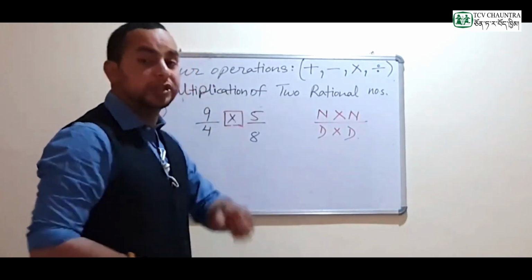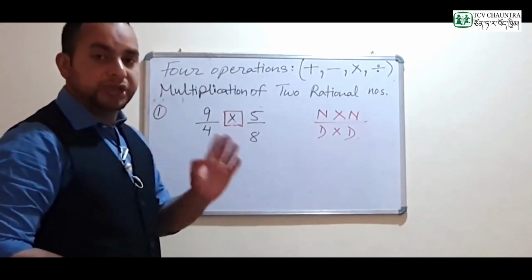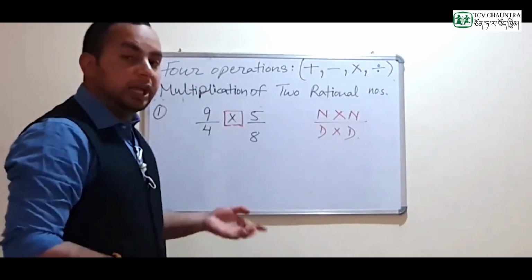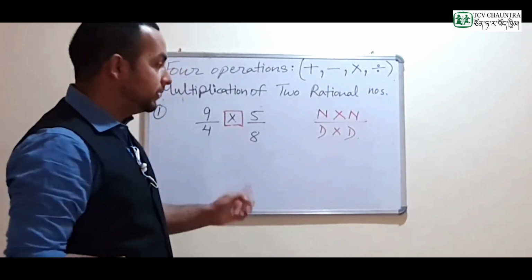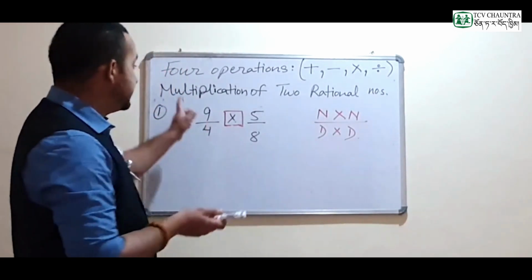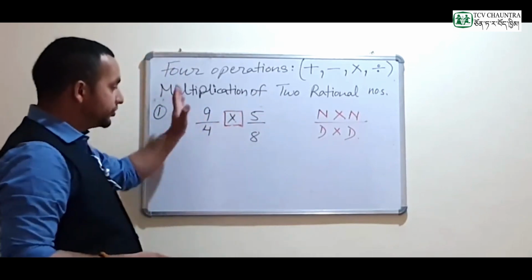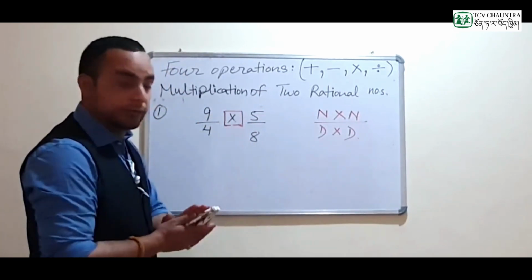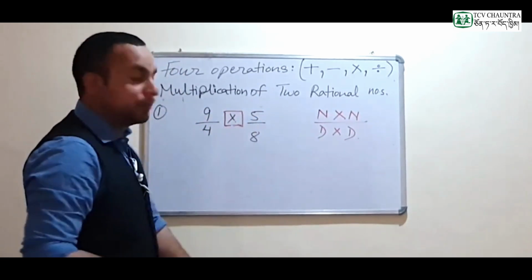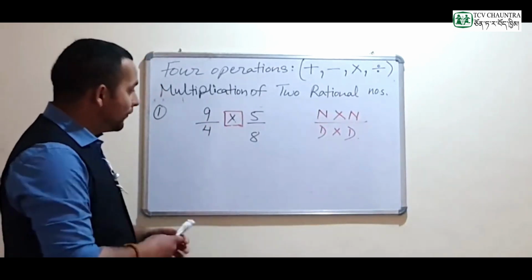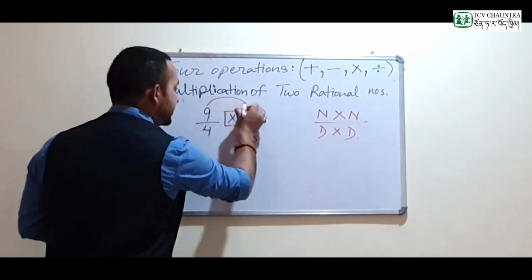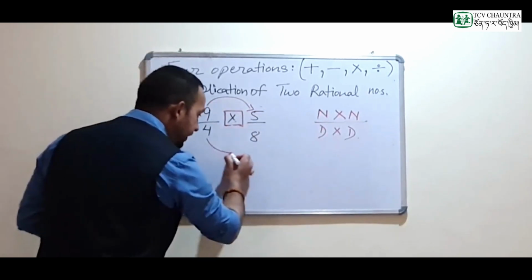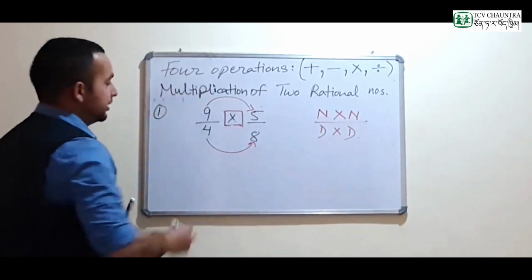But in case of addition and subtraction, we are going to check whether the denominator is the same or not. If the denominator is not the same, in case of addition and subtraction, we are going to make the denominator the same. But in case of multiplication, we are going to check whether the two numbers are in rational number form. Yes, it is in the form of a rational number. Now what we are going to do is just multiply numerator with the numerator and denominator with the denominator.